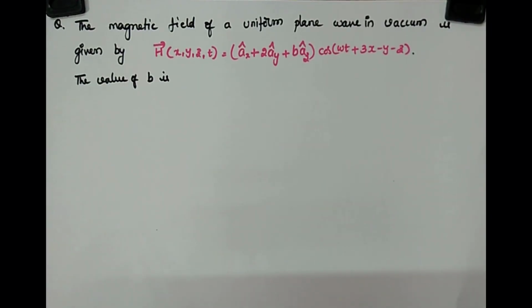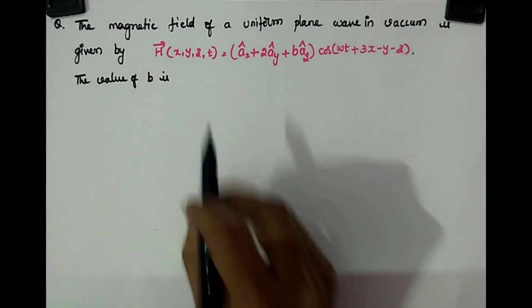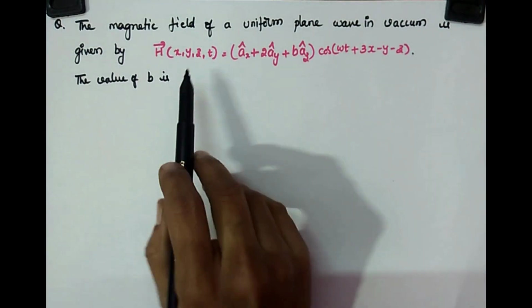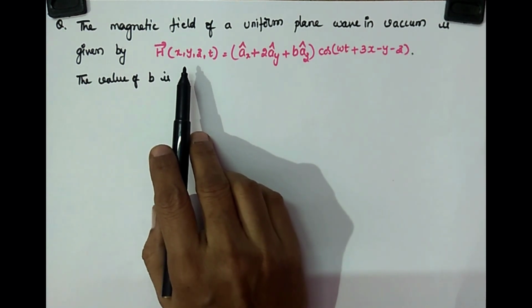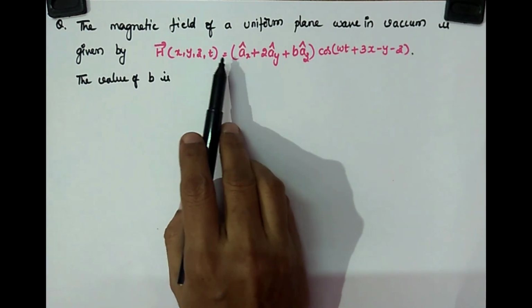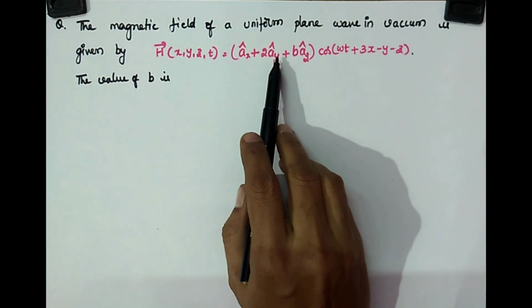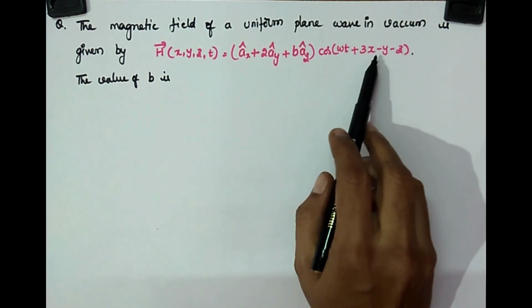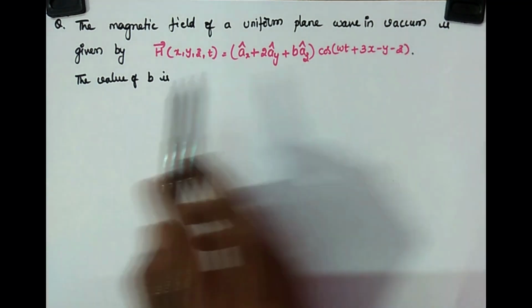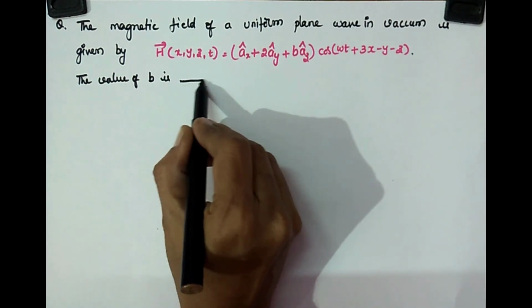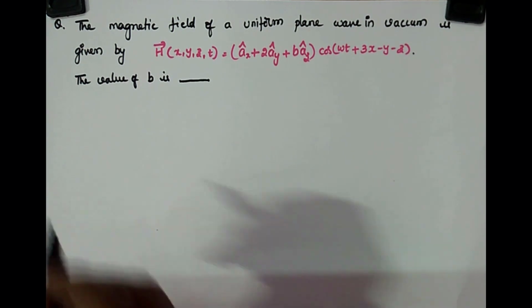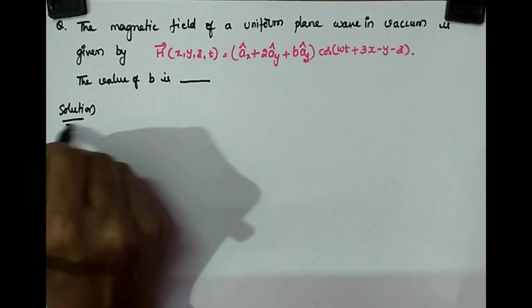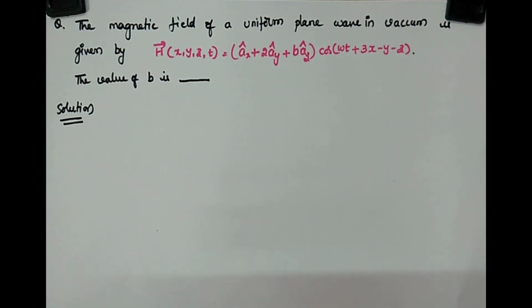All of you. Today's GATE question is: the magnetic field of a uniform plane wave in vacuum is given by H bar of x, y, z, t is equal to (a ax bar plus 2 ay bar plus b az bar) into cos of (omega t plus 3x minus y minus z). The value of b is? This is the question given. I'll see the solution. Okay, see here.